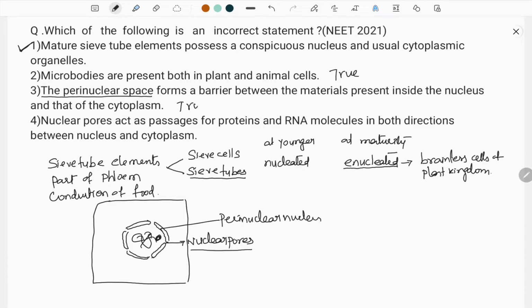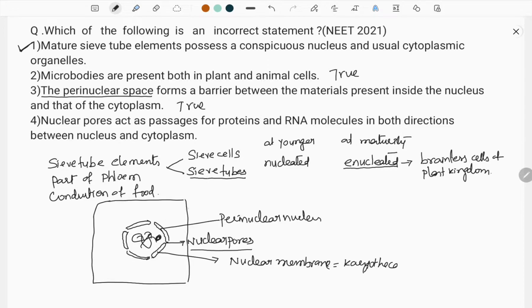I write it here: true. Fourth statement, nuclear pores act as passages. The nuclear pores are the gaps in between. The end walls of the outer and inner membrane of the nuclear membrane fuse with themselves and form the nuclear pores. Nuclear membrane is called karyotheca. Do remember or make a note: karyo is related to nucleus. So, nuclear pores act as passages for proteins and RNA molecules in both directions between nucleus and cytoplasm.